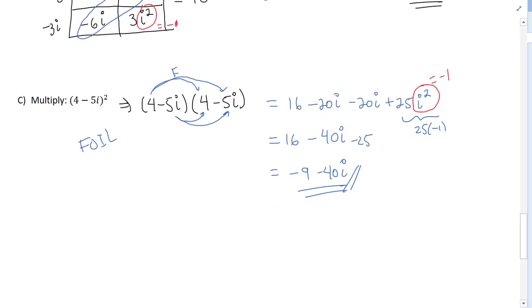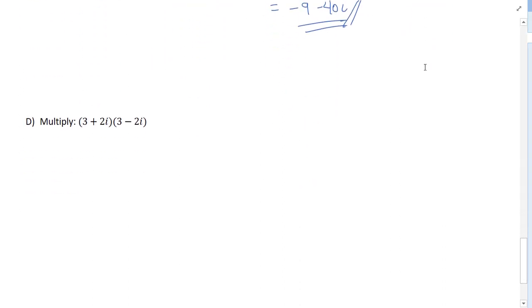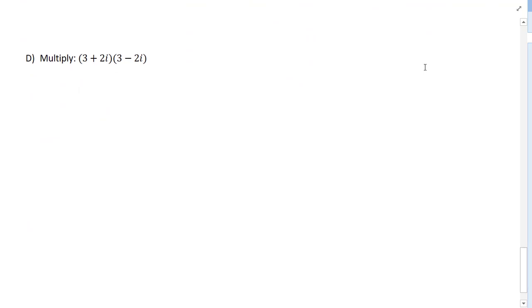So let's try another one. For the next one, I want to multiply 3 plus 2i and 3 minus 2i. Notice that the real part is the same, and the imaginary part has the same coefficient on the i, except that they have opposite signs. So we say that those are conjugates. So 3 minus 2i is the conjugate of 3 plus 2i, and vice versa.